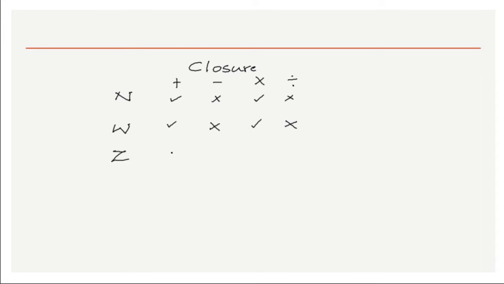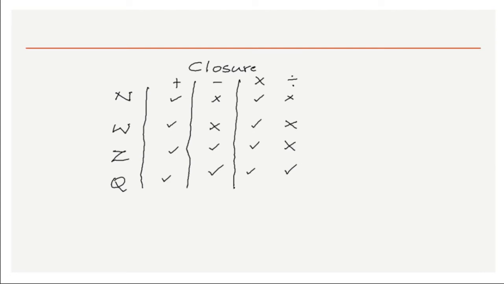In the set of integers, we have closure property true in these three cases: addition, subtraction, multiplication, not in division. In the set of rational numbers, they are closed in all the four operations. This is a summary of closure property in the number systems we studied. You can make a note of it. This will help you.